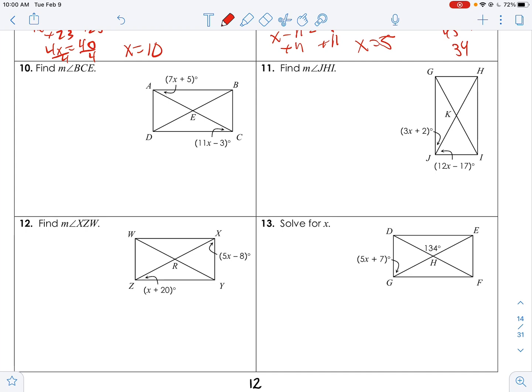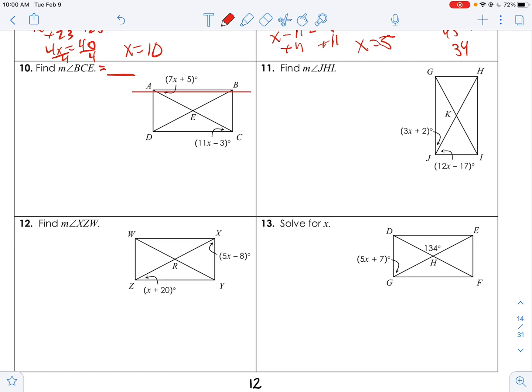Four more. Let's give them a go. Oh, these are all angle stuff. So the last ones were all sidey stuff. This is all angly stuff. So find the measure of BCE. Measure BCE equals some amount. We're going to have to find x and then plug it in.